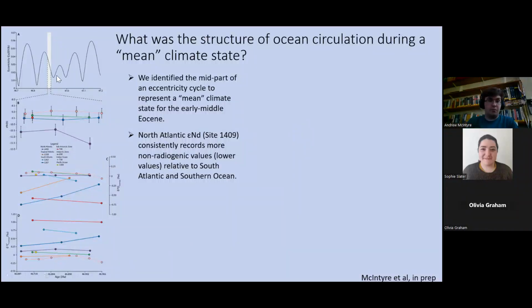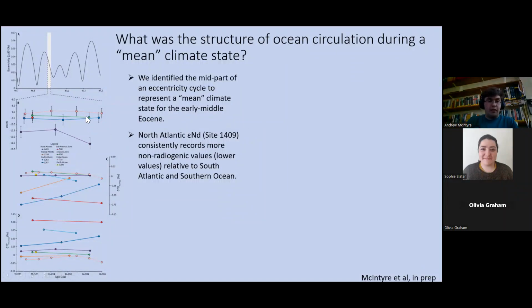So here's some data from my PhD, and we thought the best approach would be to look at a mid part of a cycle. This is an eccentricity solution, which is effectively capturing the variability within the climate system. And we wanted to look over this mid part of the cycle because this would represent what we think is a mean climate state for the early Middle Eocene.